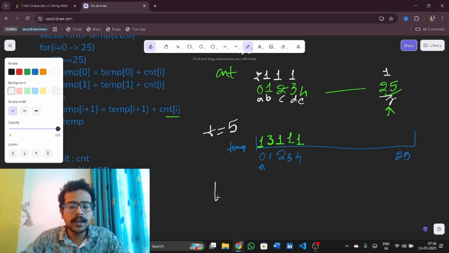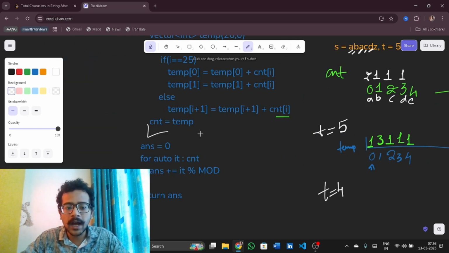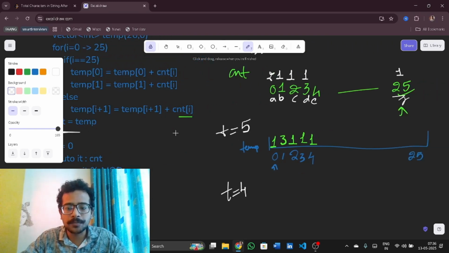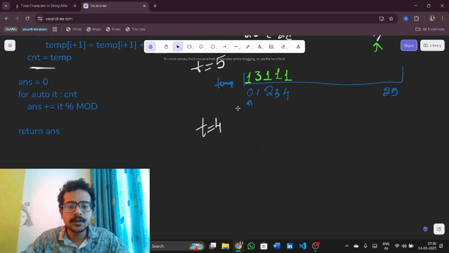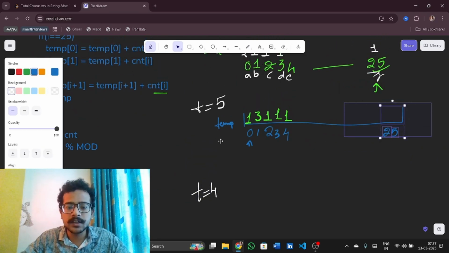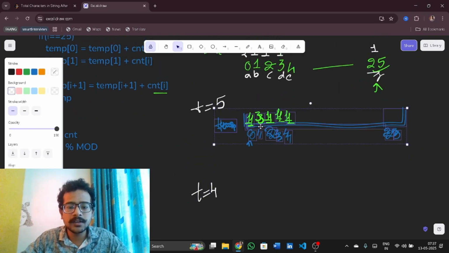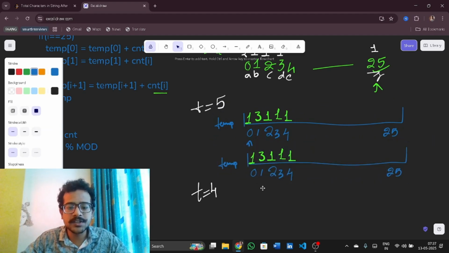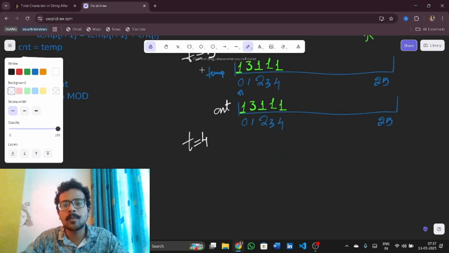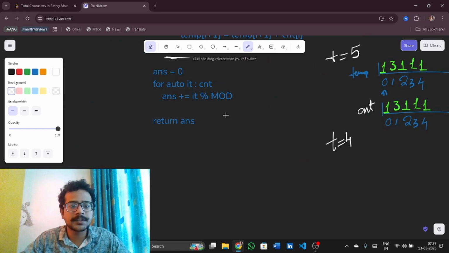Now, when t is equal to 4, this temp array will be converted to count array. If you see, here I have written that count is equal to temp. Now, what will be our count array? I'm just taking the same thing and changing it to count. Now count array is this. The temporary is changed to count array, right?